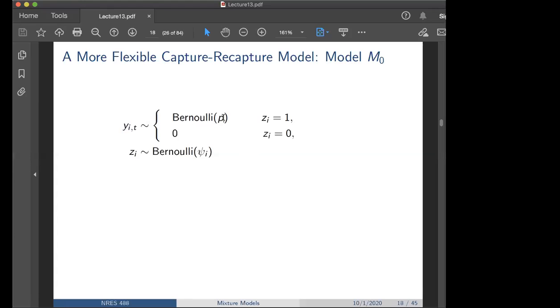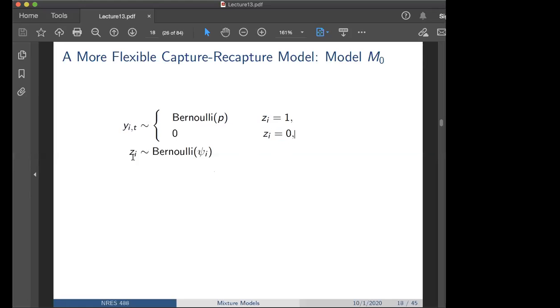It's going to depend on our detection probability P. We don't know what P is, we want to estimate it. It's also going to depend on whether the animal was truly in our study area, Zi equals 1, or if it was not in our study area, if Zi equals 0. Zi is whether or not the animal is in our study area.